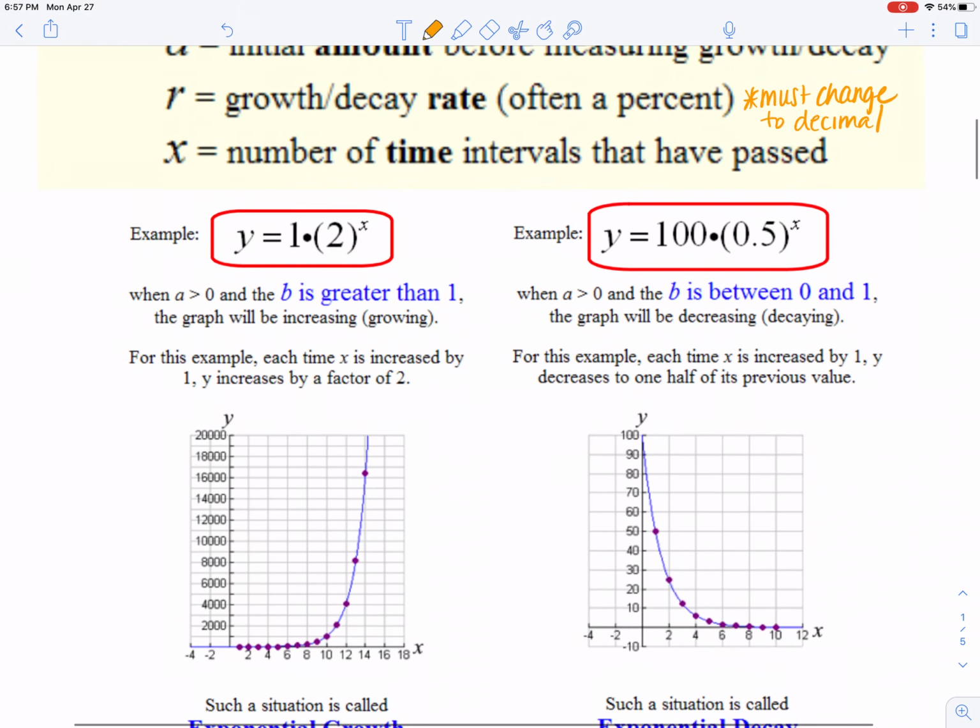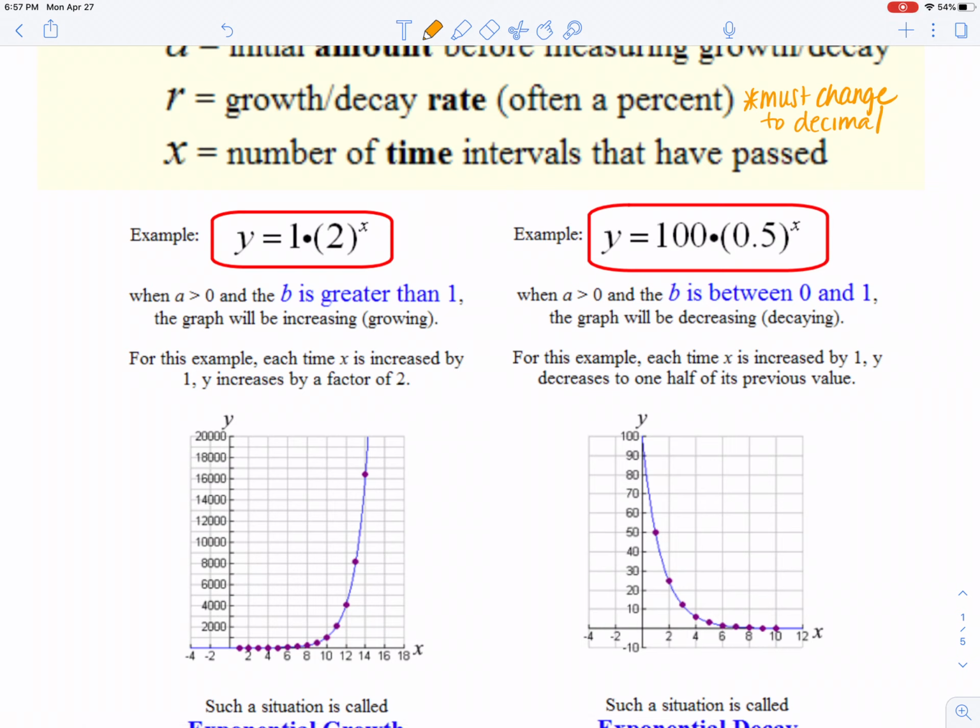In the first example, the b is greater than 1, so it is growing. Here we have a situation where you're starting at 1, that's your coefficient. It's very close to the x-axis, so you can't see. n is increasing by a factor of 2 each time interval.